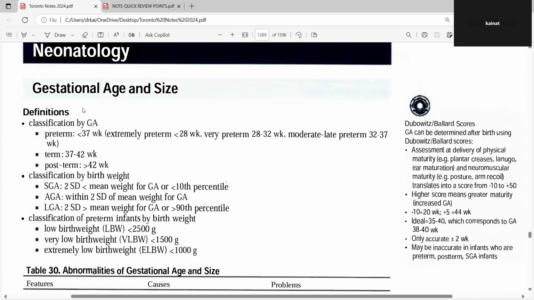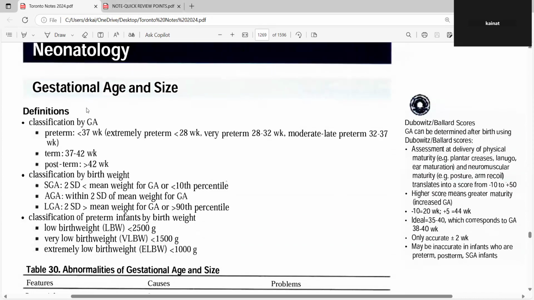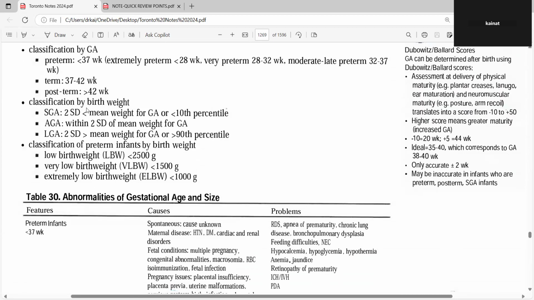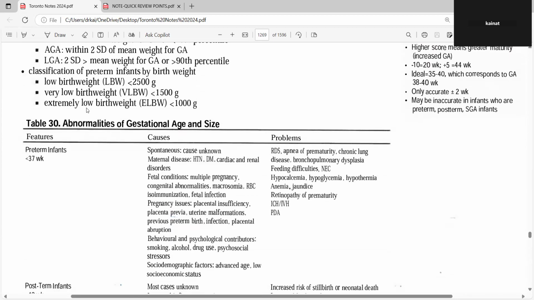Now coming to neonatology. Let's go to my notes first, because I think in my notes the neonatology is written more nicely. But before going there I would mention one thing: abnormalities of the gestational age and size. Premature, preterm infants are less than 37 weeks. One of the most important things is testing for what kind of electrolytes. So hypocalcemia, hypoglycemia, and hypothermia, regardless of whatever it is in preterm.